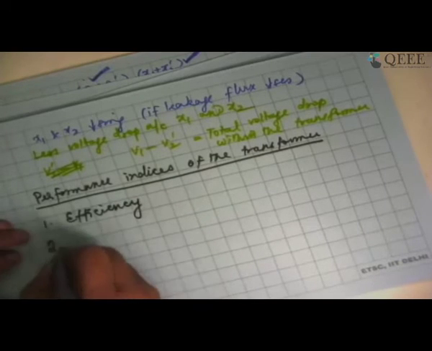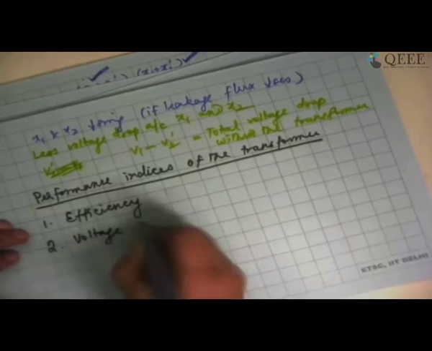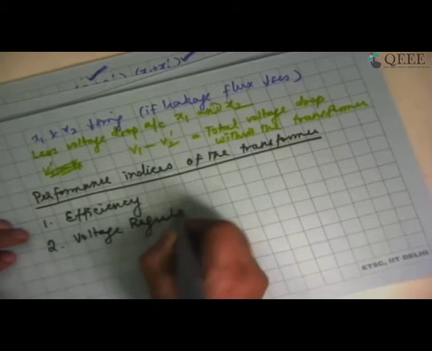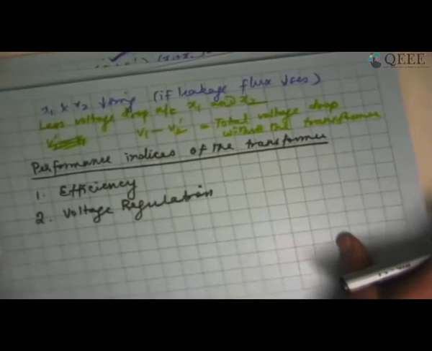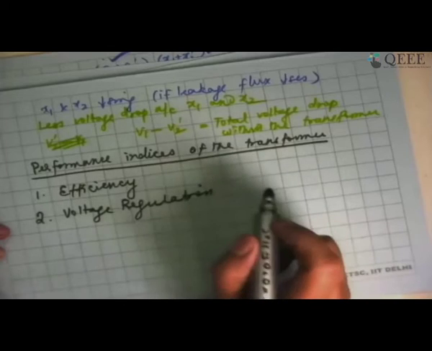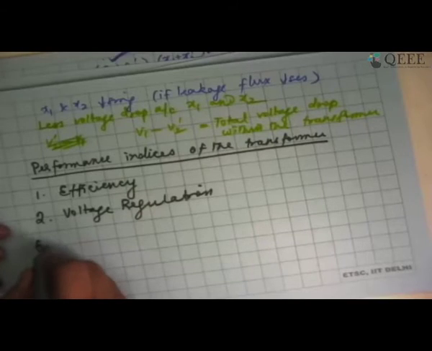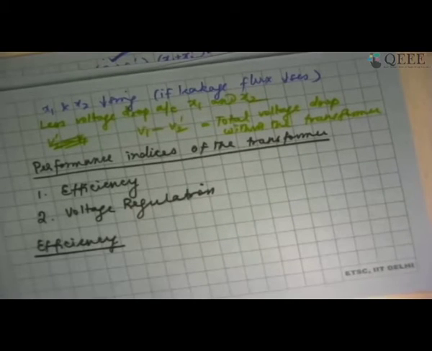And the second performance parameter is voltage regulation. These are the two major performance parameters we see for a transformer to determine whether it is a good transformer or a bad transformer. Efficiency, as usual, is decided by the equivalent circuit parameters.